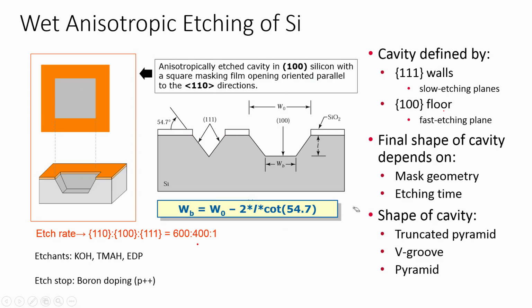Now, the final shape of the cavity also depends on the geometry of the mask and the etching time. These are two other factors that decide the final shape of the cavity. The shape of the cavity can be a V groove, a pyramid, or a truncated pyramid. These three are the patterns you can obtain when etching a silicon wafer.